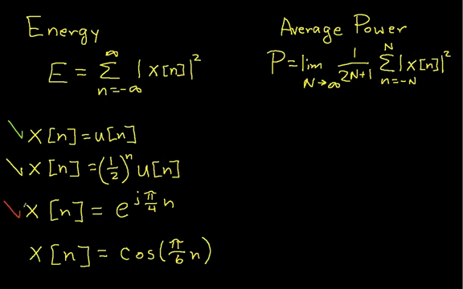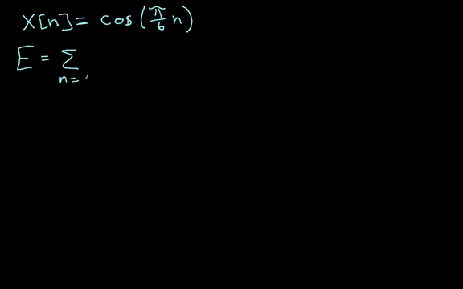Let's see, we've finished this one. So the last one we have to do is x of n is cosine pi over 6n. So let's bring up a blank spot, and we have x of n is equal to cosine pi over 6n. Okay, so first we want to find the energy, and this is going to be the sum n going from minus infinity to infinity of the magnitude of x n squared.